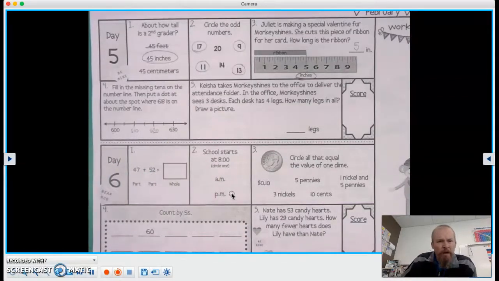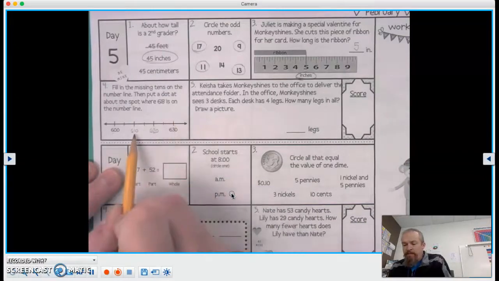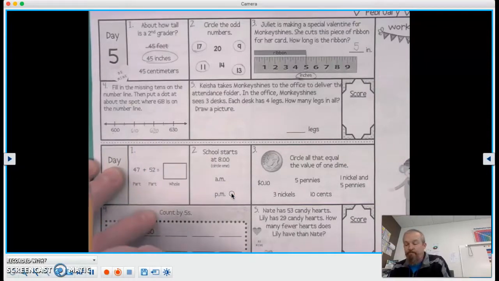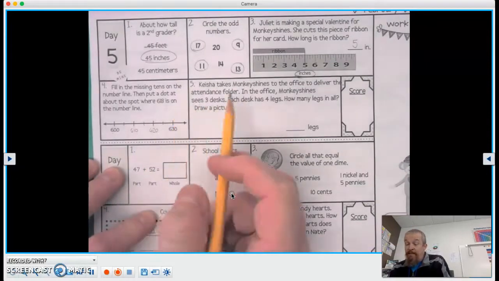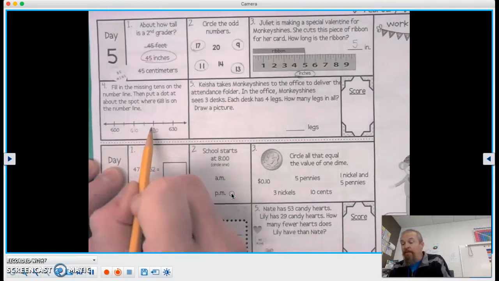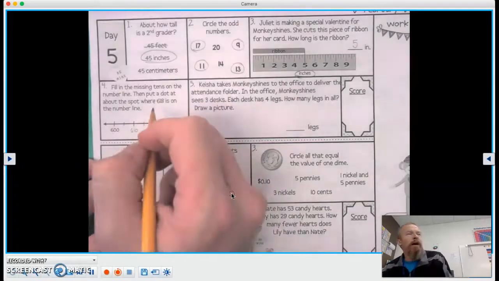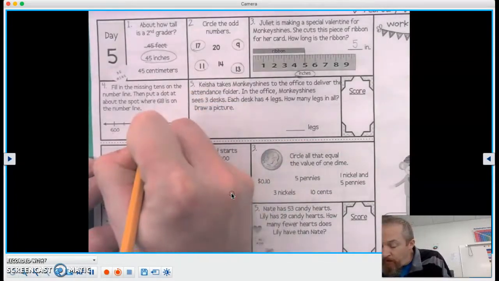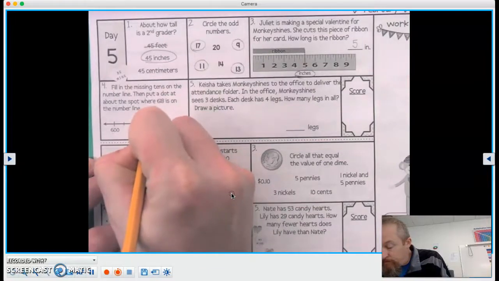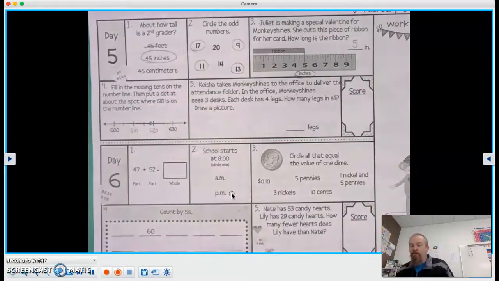Now, where would the spot where 618 be? Well, 618 is between 610 and 620. 618 is also between 615 and 620. So I'm going to say let's put it about like right here. That's pretty close to about 618.